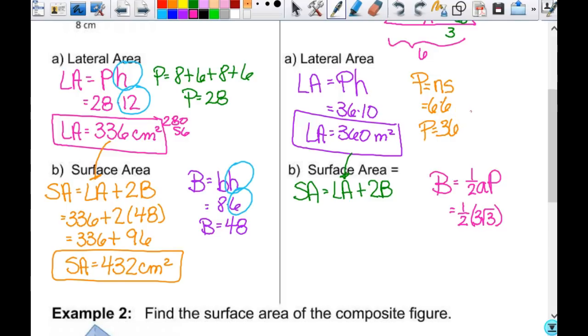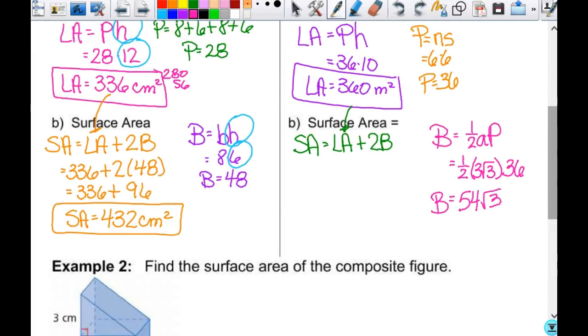So if you already have it, use it. There's no reason to go do it again. So that's 36. So I would like to take 1/2 of 36, which would give me 18, times 3, which would give me what? 54. So it's 54 square root of 3.